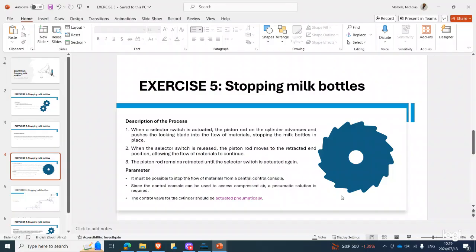So we can't directly connect the push button directly to the double acting cylinder. This process is known as indirect actuation. We're not using a push button to directly actuate the cylinder. Instead, we're using the push button as a signaling element, or a signaling component, that's going to tell the intermediary component, which serves as our central control, to allow air into the double acting cylinder.